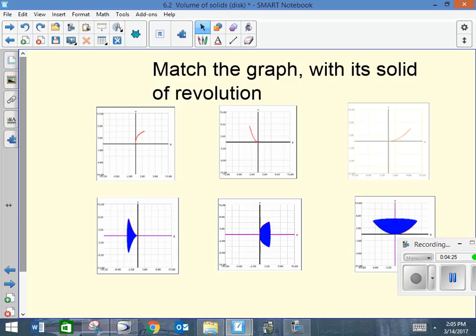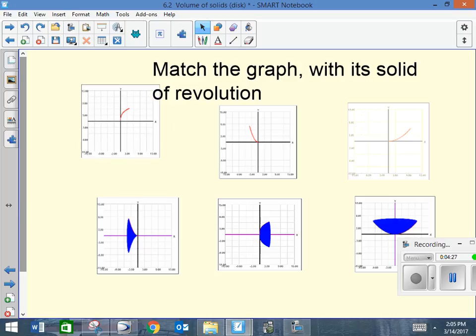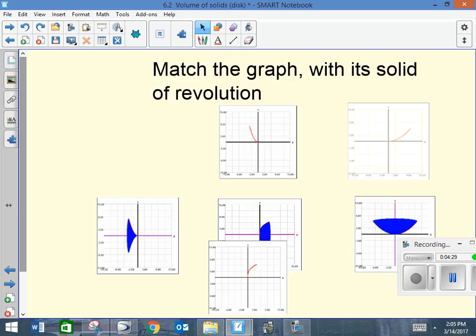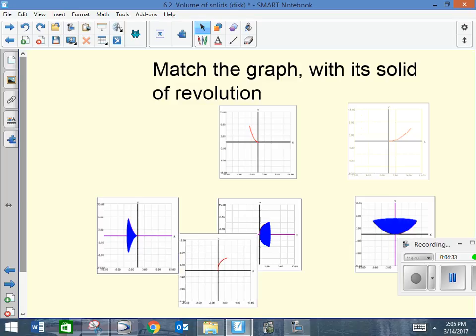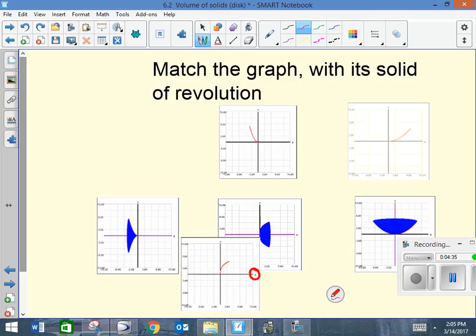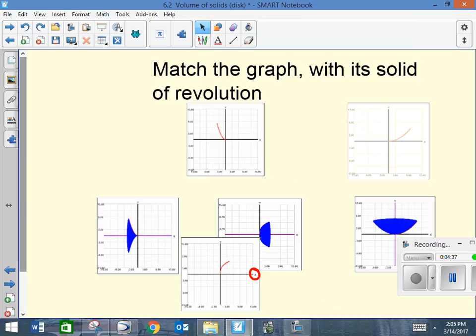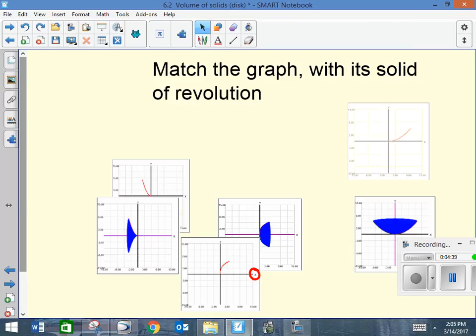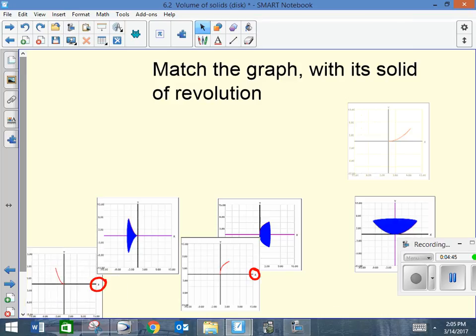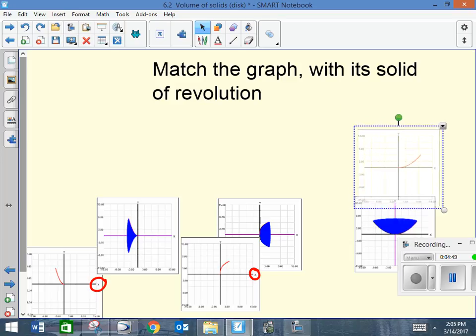So which one matches with which? This one matches with? That's right. And what did you rotate it over? The x-axis. Very good. What does this one match with? Yep. And you rotated about the X again. Okay. And how about this one? And you rotated about the Y. Very good. Okay. So again, they will tell you that.